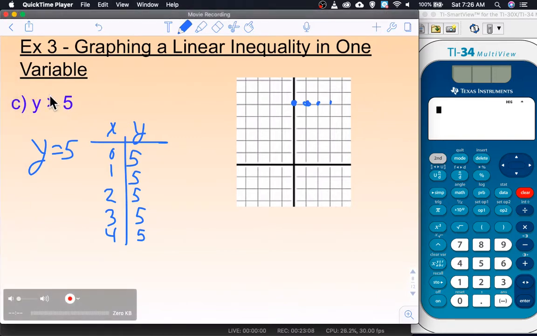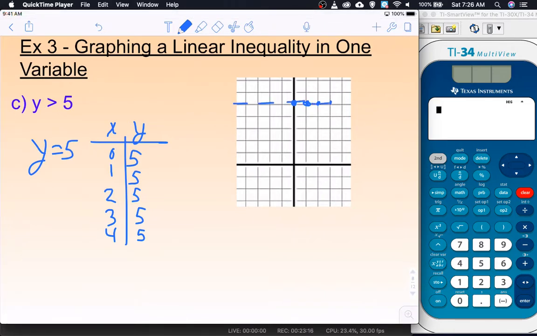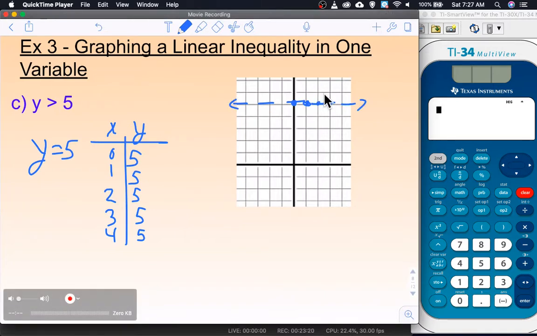Going back to the inequality, this line is a hollow line because it's not or equal to. It is a hollow line, and our shade, this is a greater than. So we are shading greater than this. That would be above the line.